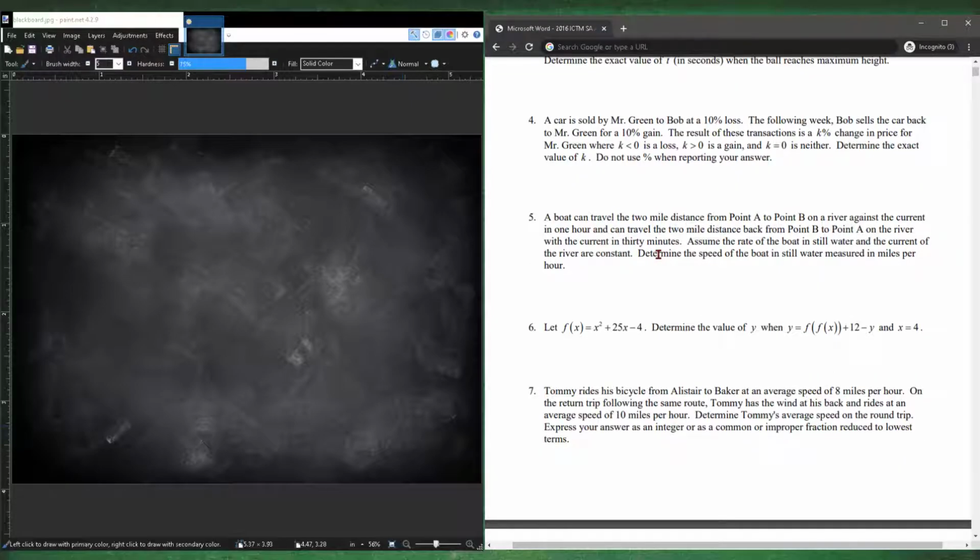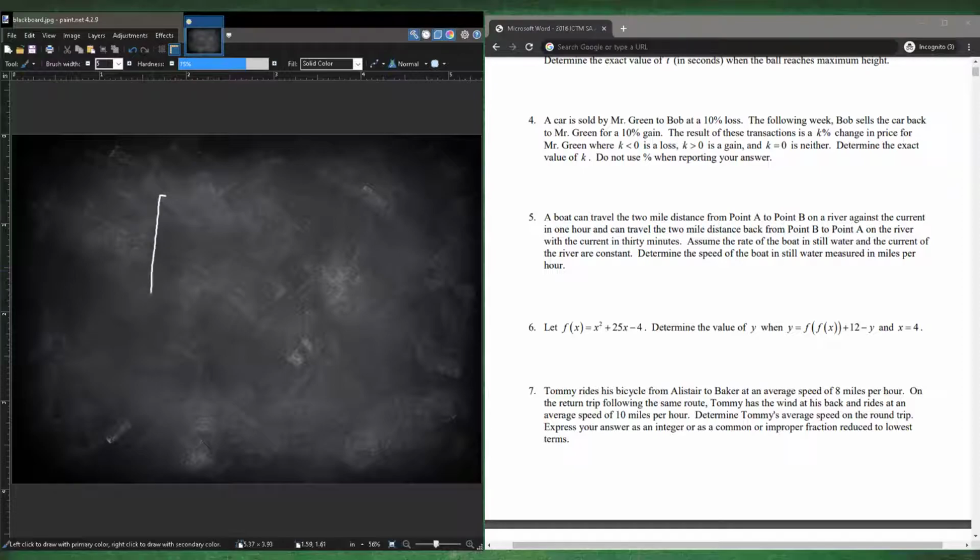Okay, number 5. A boat can travel a distance of 2 miles from point A to B against the current in 1 hour. So, okay, so let's have 2 points. Let's call this point A, and this point is B. It's a 2-mile distance. So if he's going this way, he's going against the current, and that is in 1 hour.